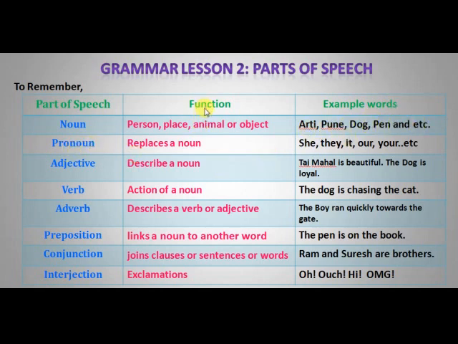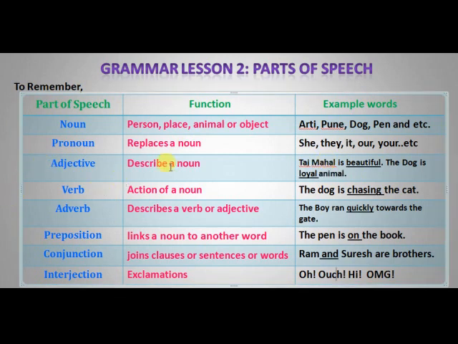So next is the pronoun. The function of the pronoun is that it replaces a noun. It is she, they, it, your, etc. Next is the adjective. The function of the adjective is that it describes a particular noun. So the Taj Mahal is beautiful, the dog is loyal. So next is the verb. The function of the verb is that it is the action of a noun. The dog is chasing the cat.